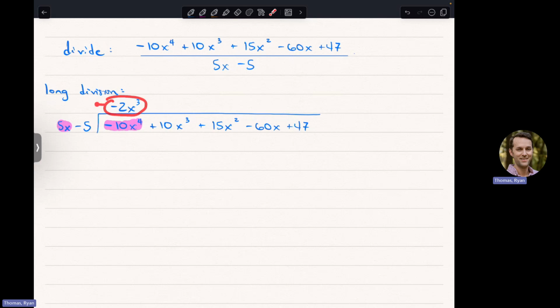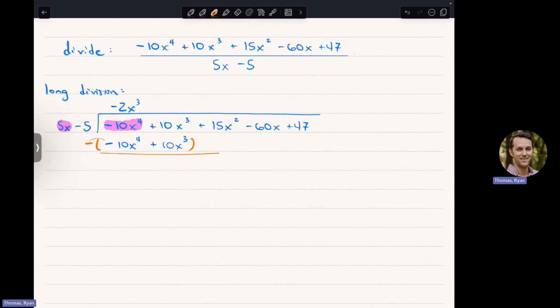Once we've figured out what that is, we multiply these. We get to ignore the trailing terms at first, but then we need to account for them at some point. So we multiply these, and I'm going to store that down here when I do the multiplication. Negative 2x cubed times 5x is negative 10x to the fourth, which again, by design, matches that exactly. That was the whole point. Negative 2x cubed times negative 5 is plus 10x cubed. And then we're going to subtract. Negative 10x to the fourth minus negative 10x to the fourth.